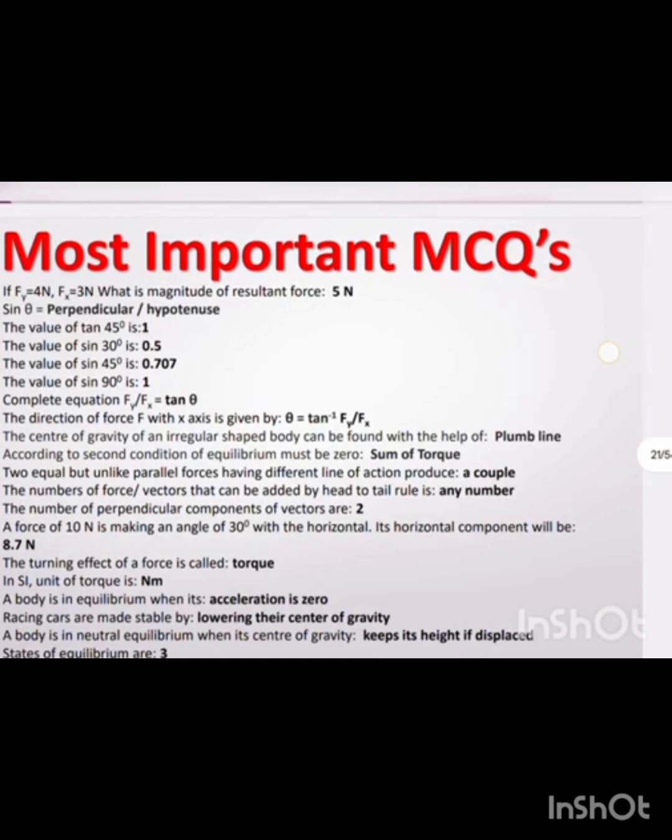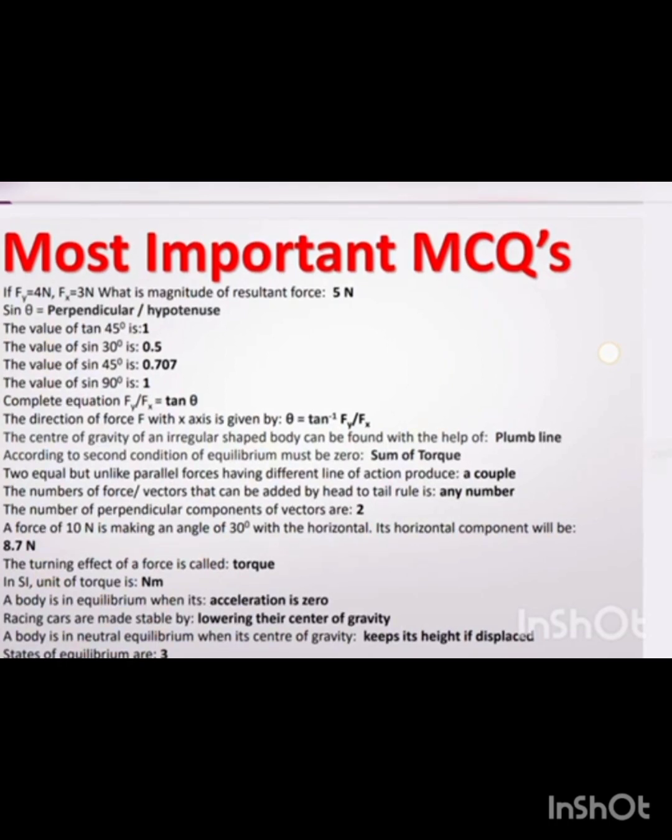The center of gravity of an irregular shaped body can be found with the help of a plumb line. According to the second condition of equilibrium, the sum of torque must be 0. Two equal but unlike forces having different line of action produce a couple. The number of force vectors that can be added by head to tail rule is any number. The number of perpendicular components of a vector is 2. A force of 10 Newton is making an angle of 30 degree with the horizontal. Its horizontal component will be 8.7 Newton.